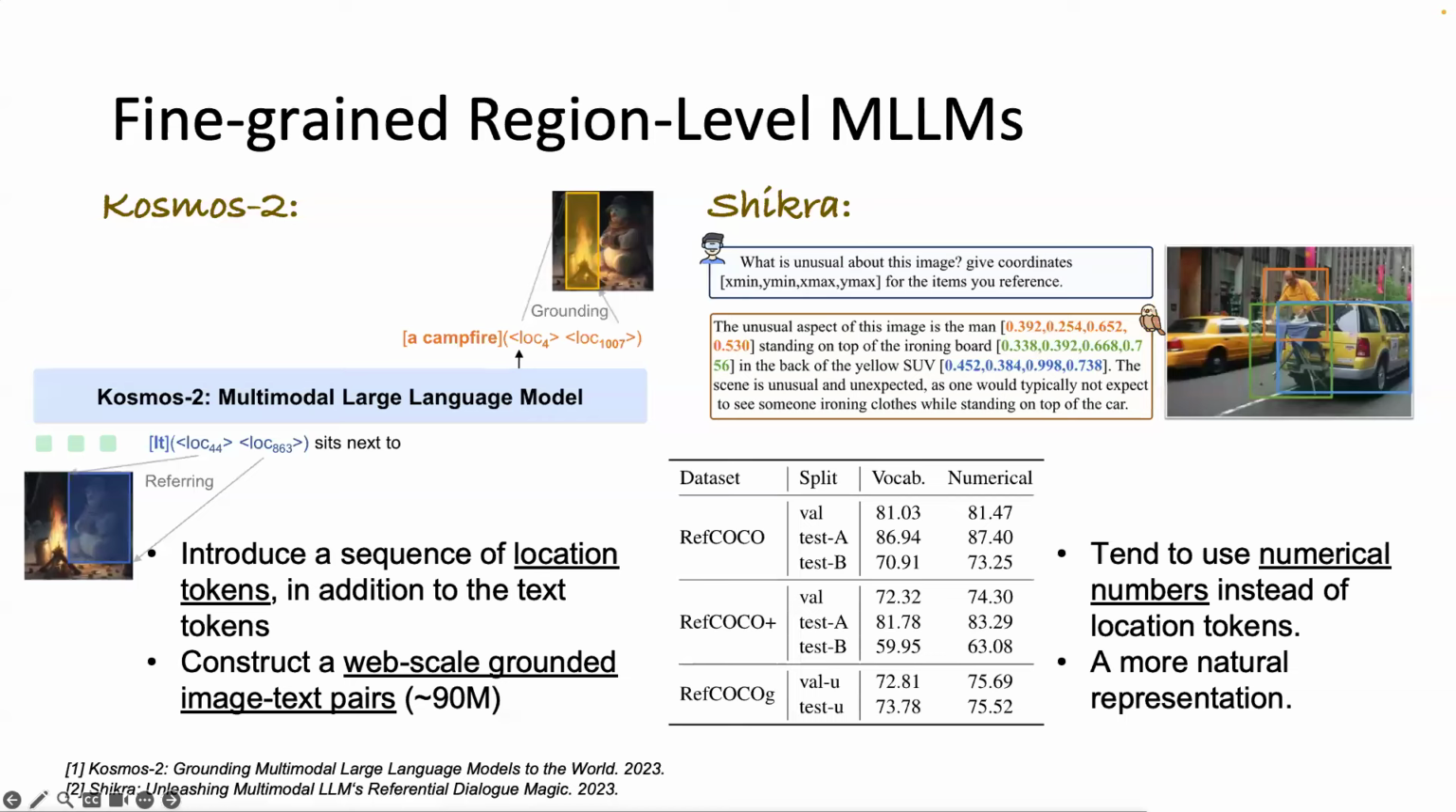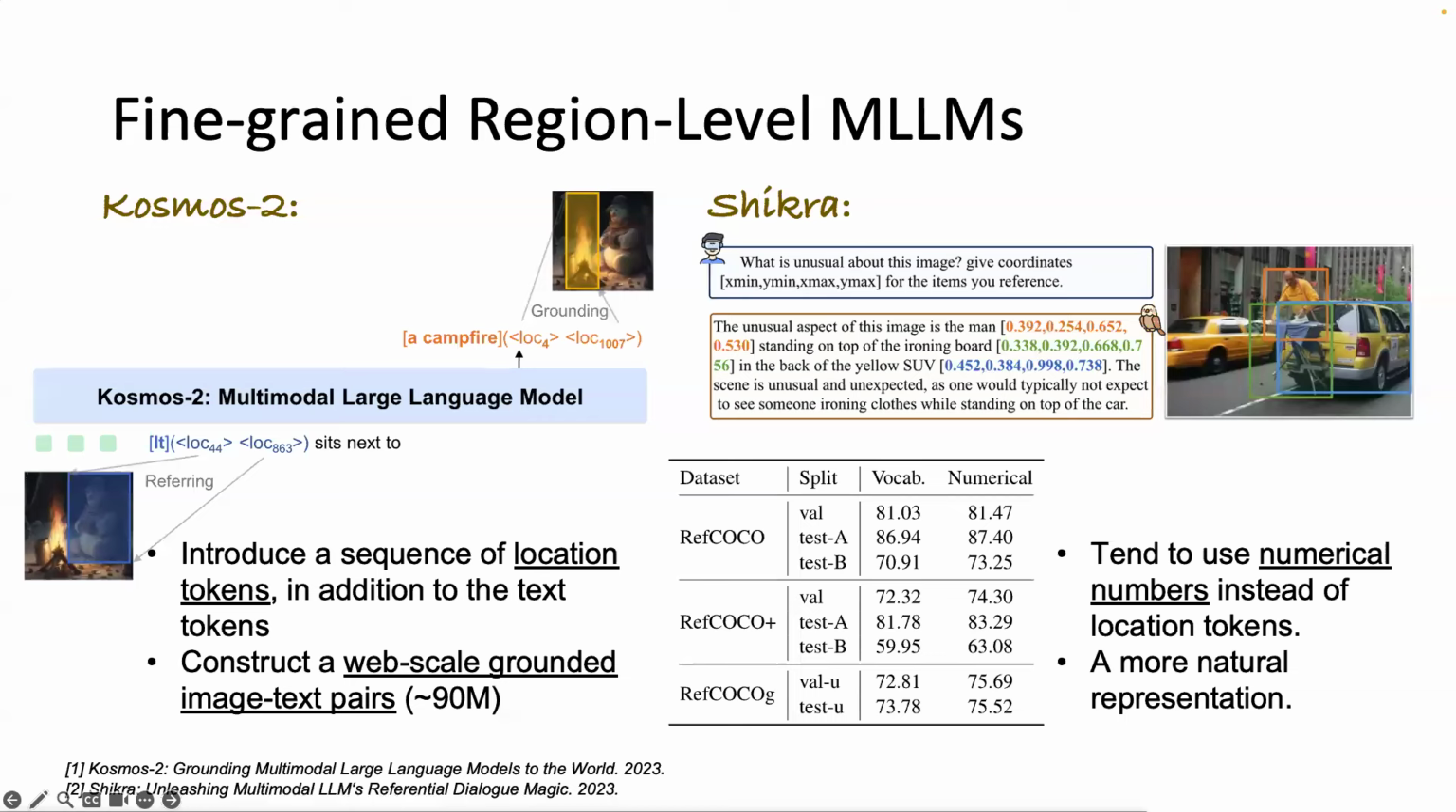It also has the grounding as the output, but instead of using the location tokens, it has, you can see, like 0.392, traditional numerical numbers, just similar to the text outputs coming from the large language models. They also show a very interesting study comparing using the location tokens with using pure numerical numbers.